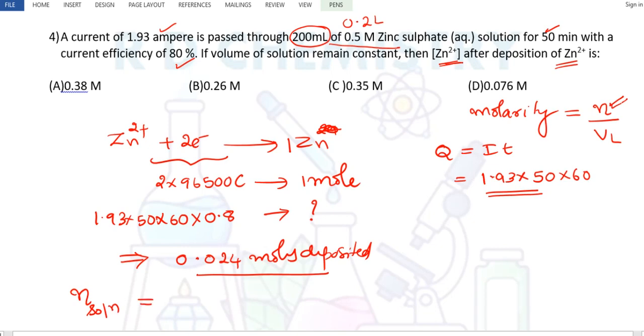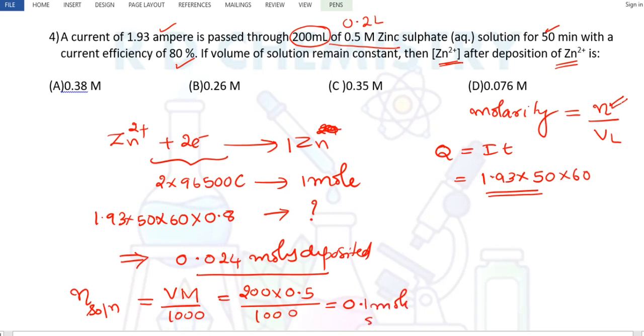Initially how much taken? Use the formula. Whenever the solution is given, we can use the formula VM divided by 1000 to calculate the number of moles of the solute present in the solution. So volume is given, 200 ml, into molarity 0.5, divided by 1000. The ml units remain the same. So how many moles are there here? When you calculate this, it will be 0.1 moles.